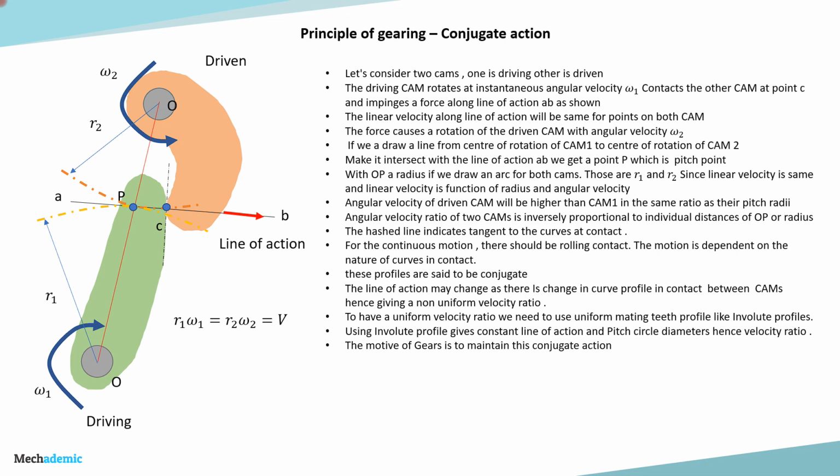So the force is along the line of action. Now if we draw a line from center to center of the two cams, and make it intersect with the line of action AB, we get a point P, which is called the pitch point.